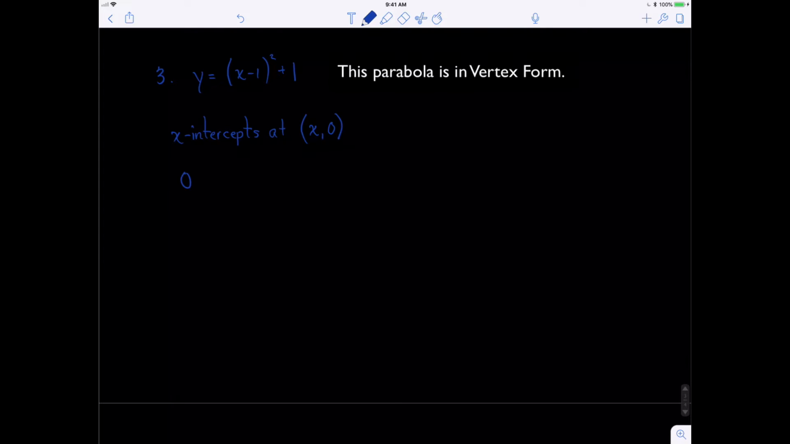So I'm going to write 0 equals x minus 1 squared plus 1. And I'm going to just solve by the square root method because it's already written as a perfect square. So I'll subtract 1 from both sides. So I have negative 1 equals x minus 1 squared. Then I take the square root of both sides.